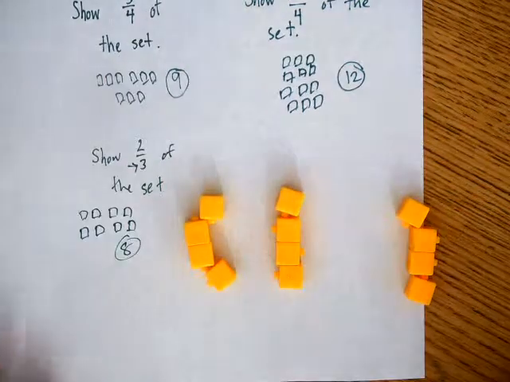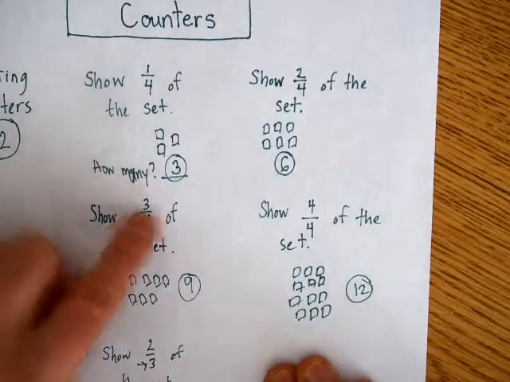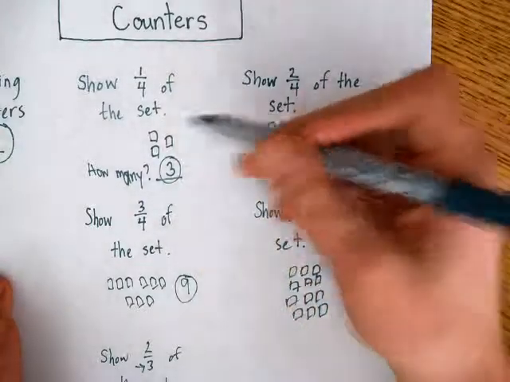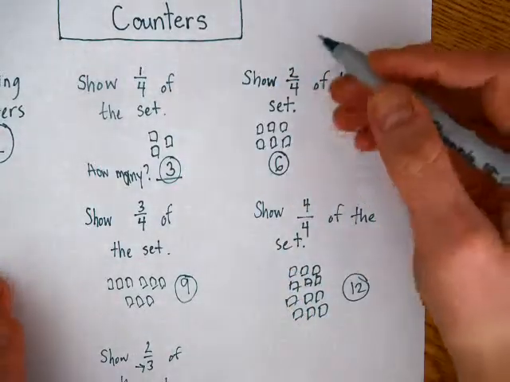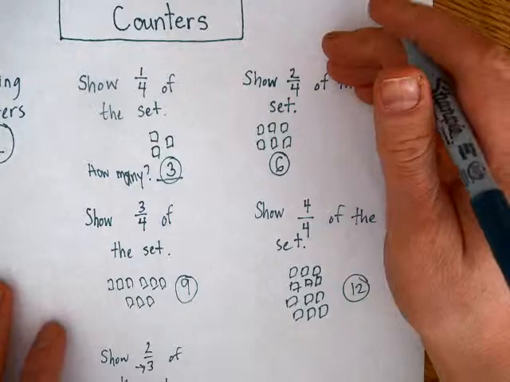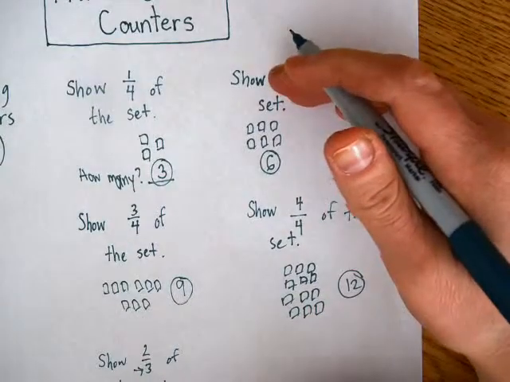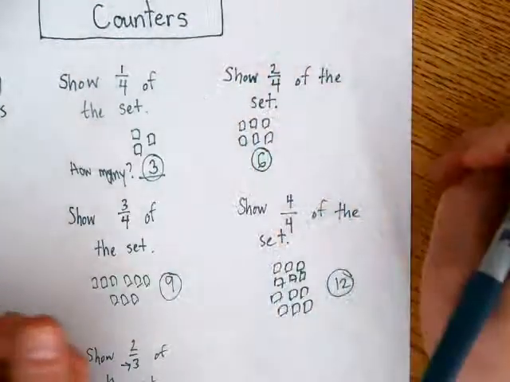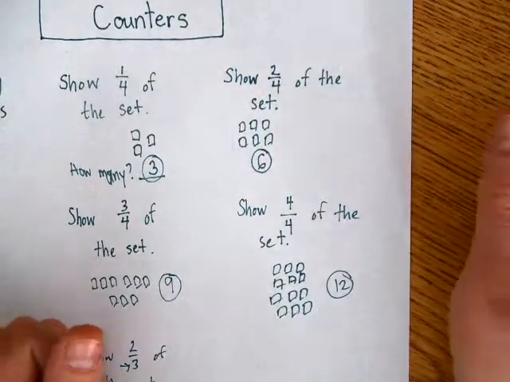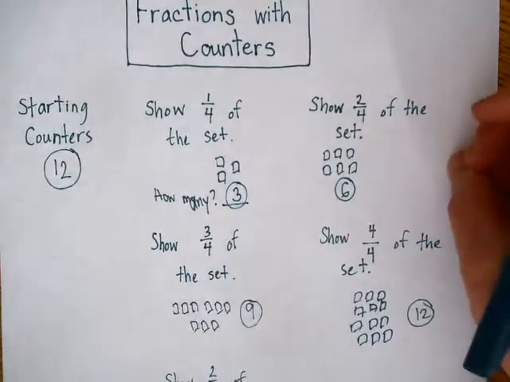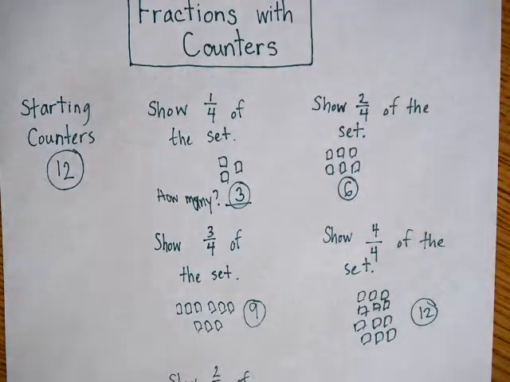So you really have to pay attention to the denominator, the bottom number, to figure out how many groups you need. This is basically the number of friends you're sharing with. The denominator is the number of friends you're sharing with, and the numerator, the top number, is how many parts each one gets. Alright, so it takes some practice, but with some practice you should be able to master it. So that's what we're going to work on today. This is fractions with counters.